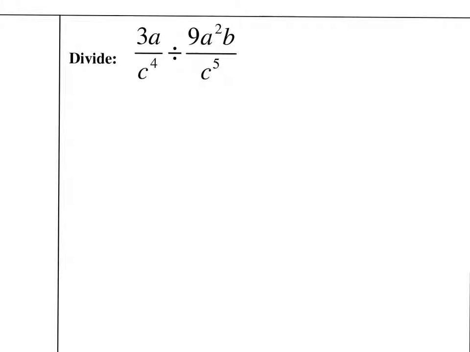So let's do it with variables. We're going to keep the first fraction. We're going to change to multiply. We're going to flip the second fraction. That's a 5.